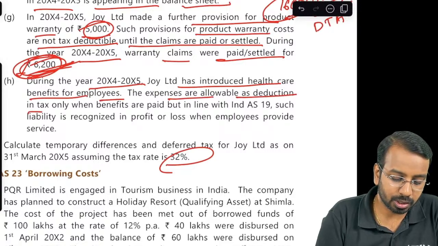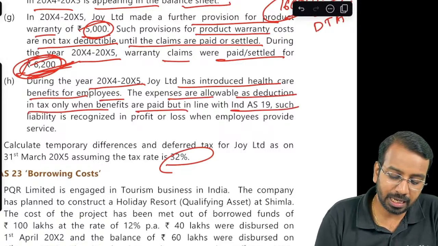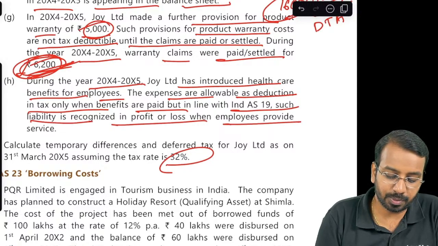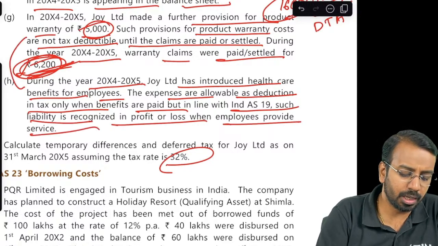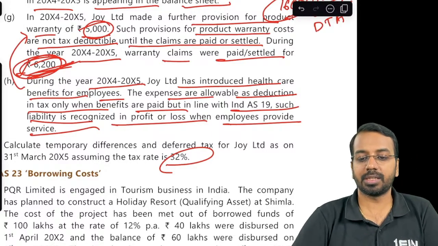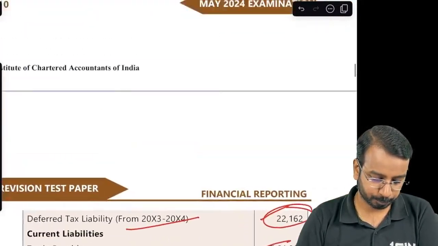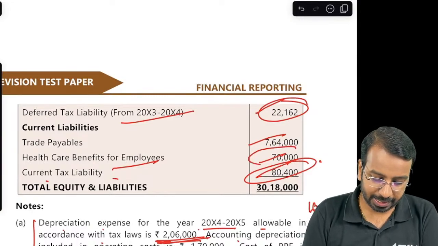Then in year 4 and year 5, they introduced a healthcare benefit for employees. Expenses are allowed as a deduction only when the benefits are paid, but in line with Ind AS 19, such liability is recognized in P&L when employees provide service. So similar to the previous adjustment, whatever is the healthcare benefit provision, how much is that? 70,000.